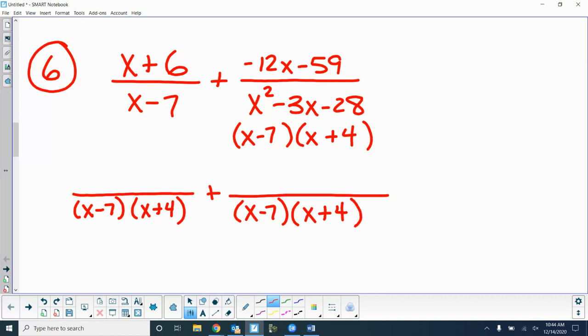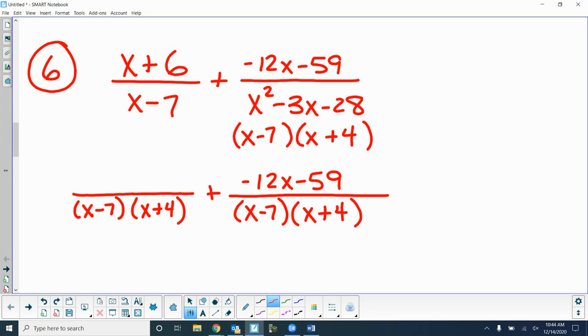All right, so if you look at the second fraction, both denominators are the same. The original and the common one are the same thing. So do I have to do anything to the second numerator? I don't have to do anything to that one. It stays negative 12x minus 59. Again, don't try to factor numerators till after we add.